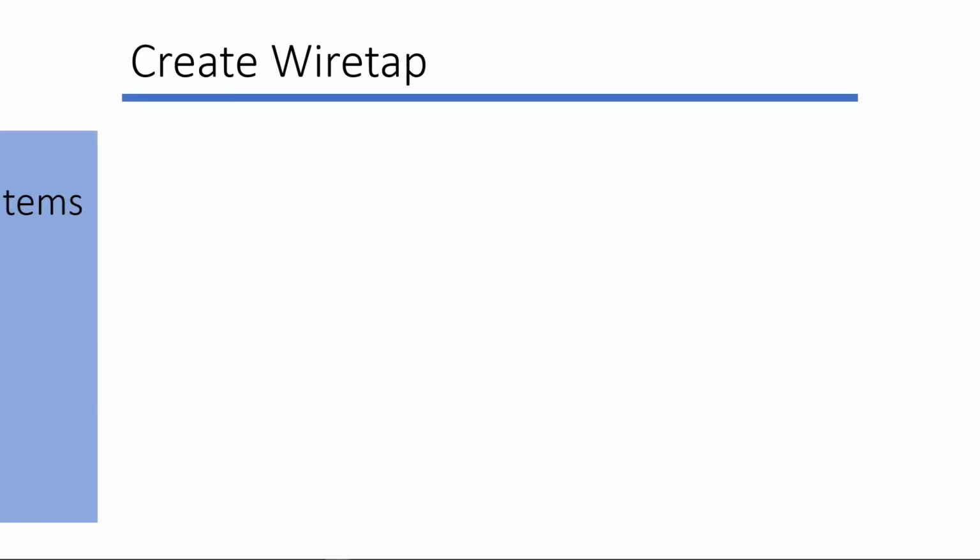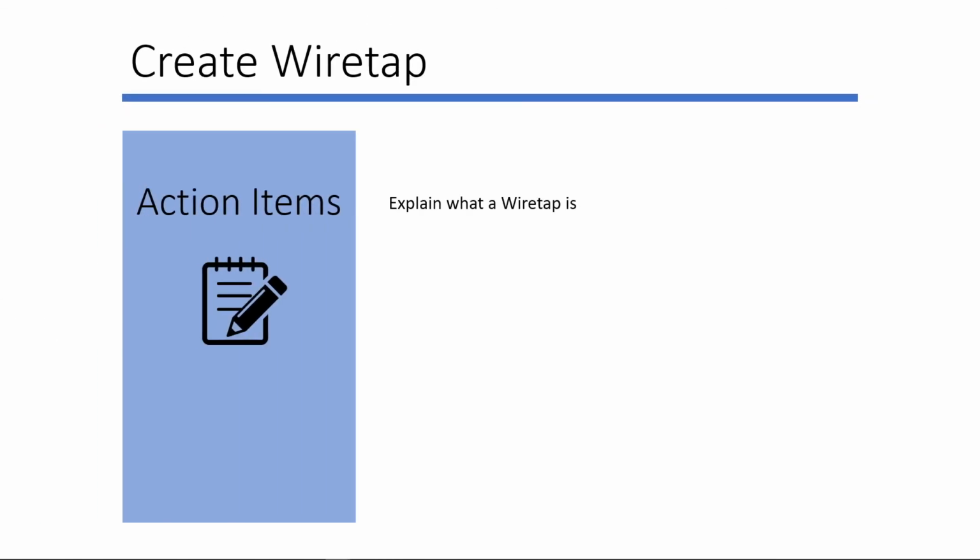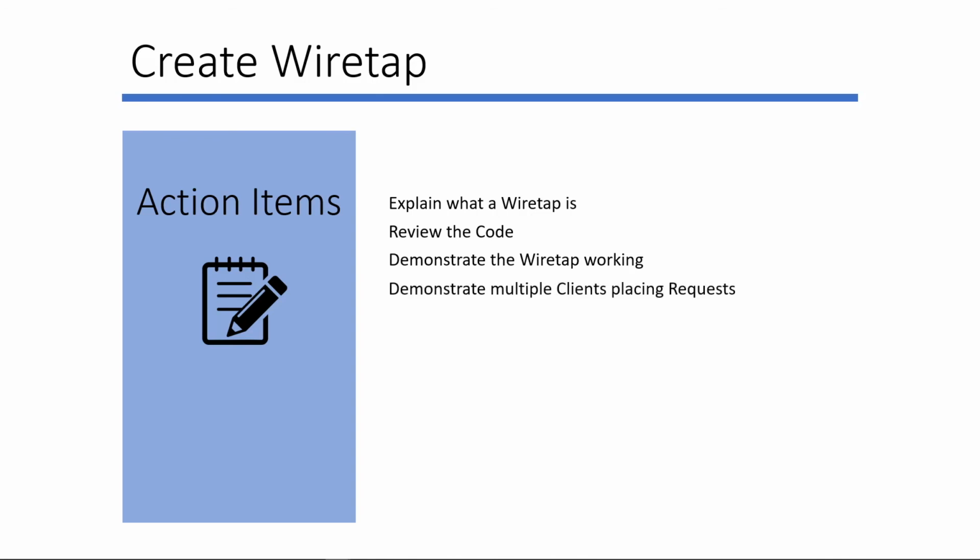In this section, we will create the wiretap. We will explain what a wiretap is. We will review the code. We will demonstrate the wiretap working, and we'll actually see the messages going through each topic. We will demonstrate multiple clients placing requests and make sure that each client gets back the appropriate response. And as a bonus, we will demonstrate remote debugging capabilities from Visual Studio to code running on Azure.